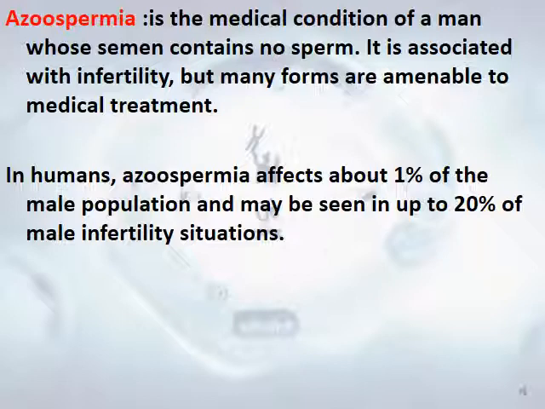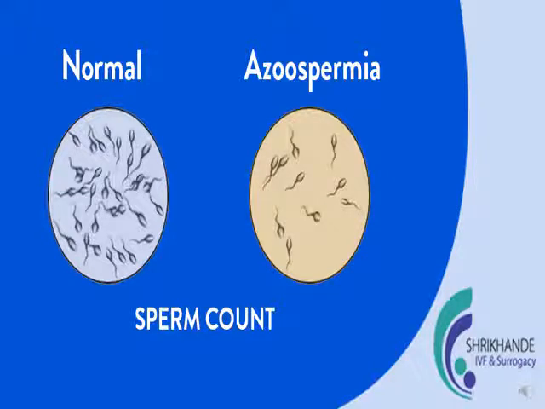Azoospermia. What is azoospermia? Azoospermia is a medical condition of a man whose semen contains no sperm. It's mainly associated with infertility, but many forms are amenable to medical treatments. In humans, azoospermia affects about 1% of the male population and may be seen in up to 20% of male infertility situations.